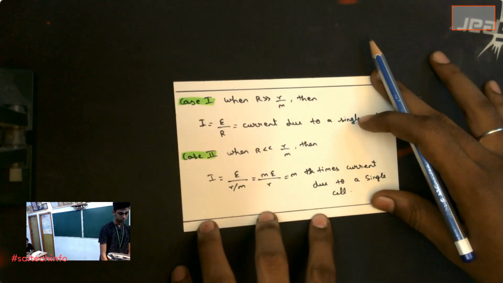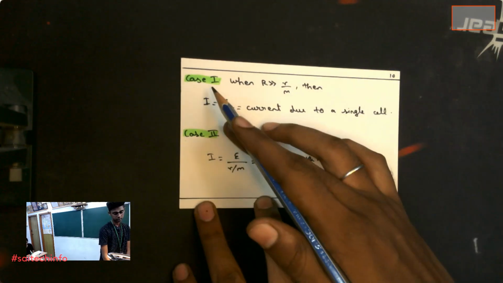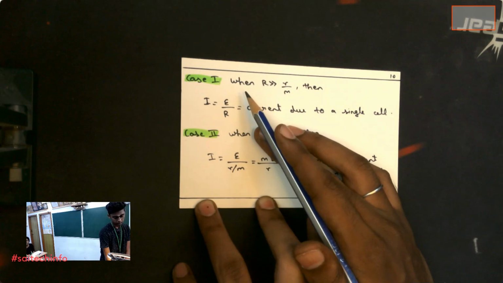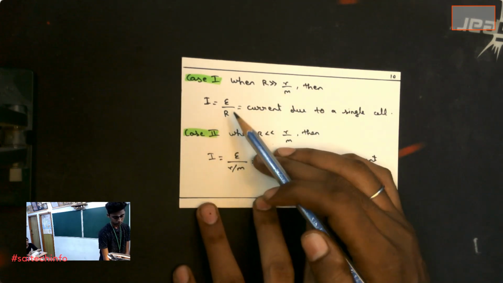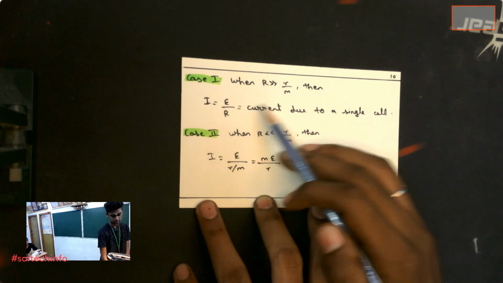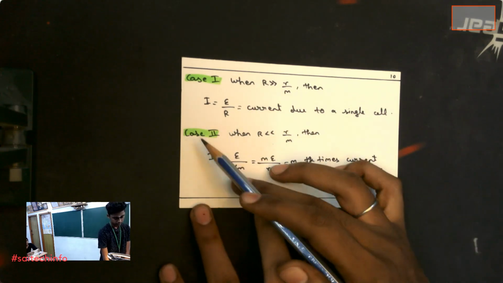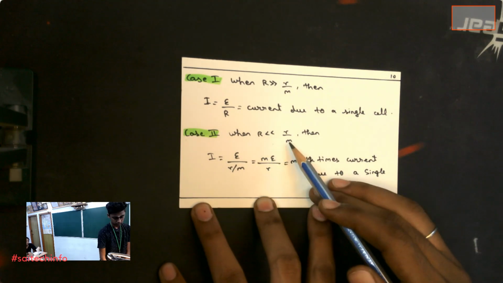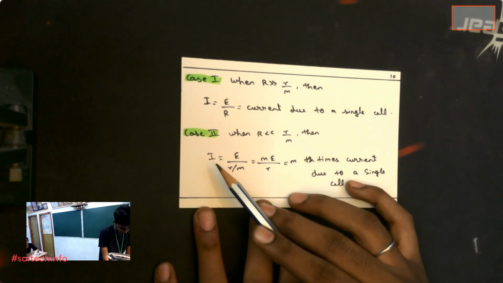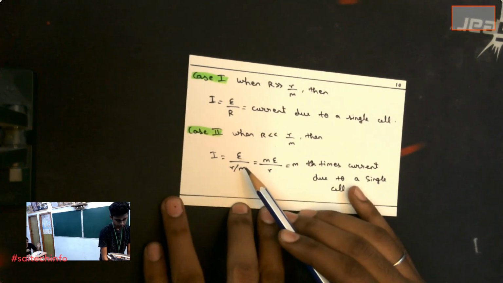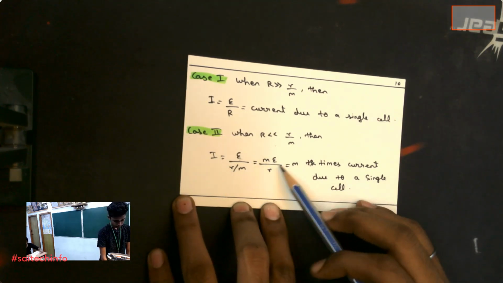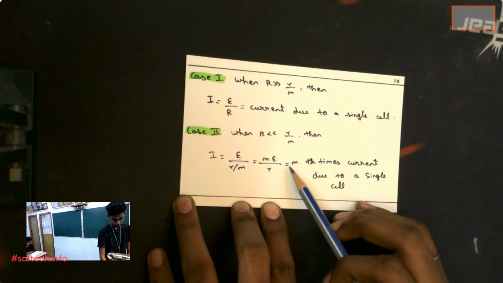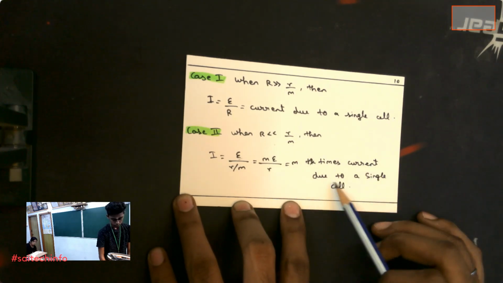In parallel combination we also see three cases. Case 1: when R is much greater than r by n, then I is equal to E by R, which is equal to the current due to a single cell. Case 2: when R is much lesser than r by n, then I is equal to E divided by r by n, which is equal to nE by r, that is n times the current due to a single cell.